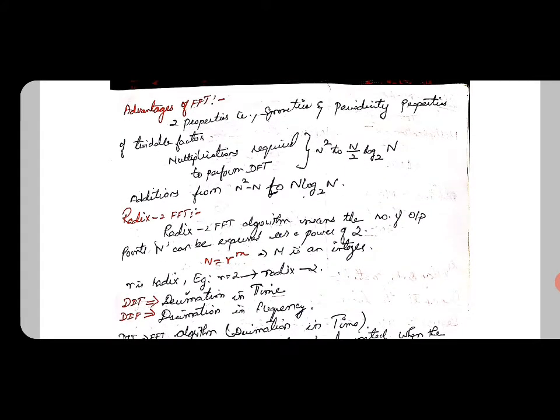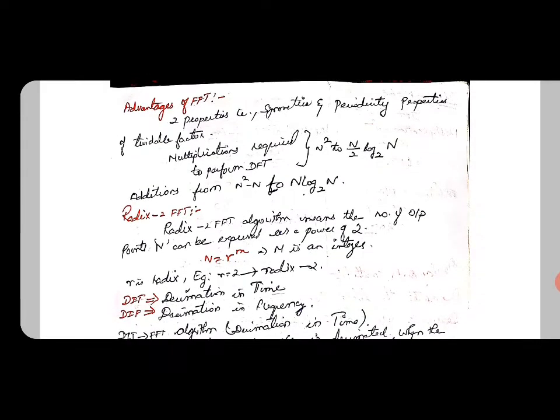Now we can compare DFT with FFT and see what is the main advantage of using fast Fourier transform. Actually in FFT we use the symmetry and periodicity properties of the twiddle factor. The multiplications required to perform DFT is n squared, but in the case of FFT we need n by 2 log base 2 n multiplications. Additions are n into n minus 1 in DFT, but in the case of FFT, n log base 2 n.